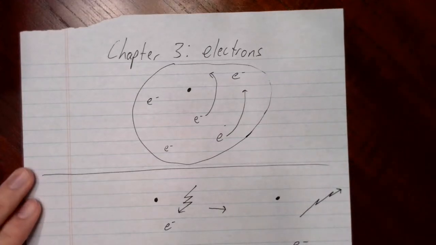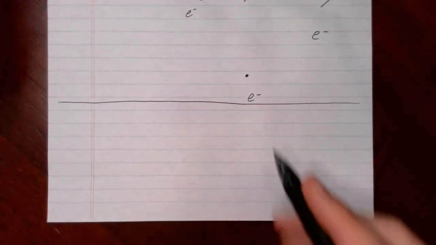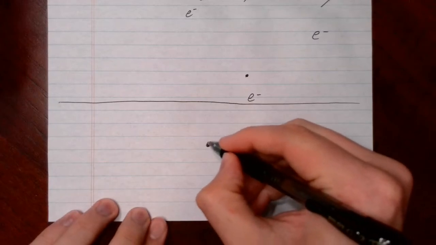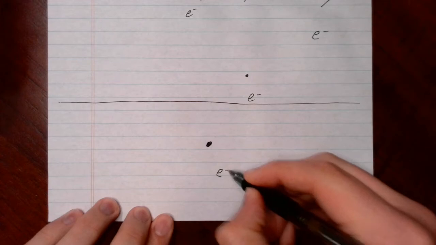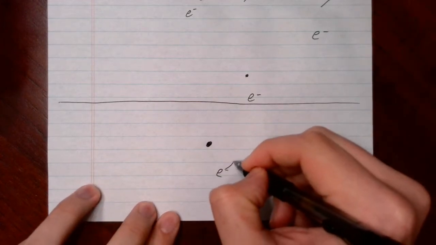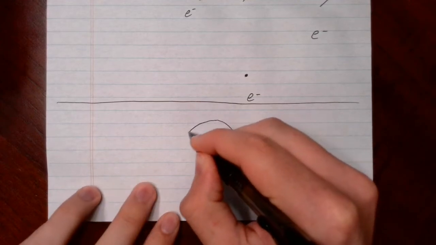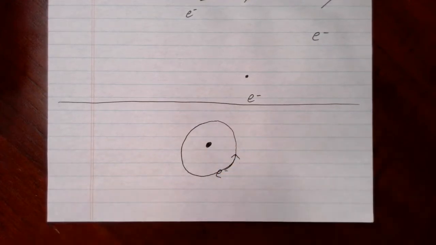So let's kind of explain why this model would predict that all atoms are very unstable. So let's just think about, we have the nucleus again. So let's think about we have an electron. Okay, we'll just visualize a single electron here. And let's just say that it is orbiting around the nucleus. Okay, so we'll just draw a little arrow showing that it's orbiting.